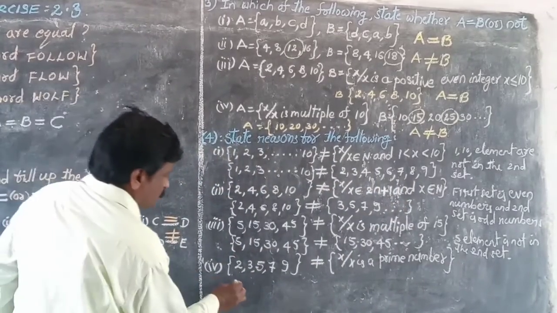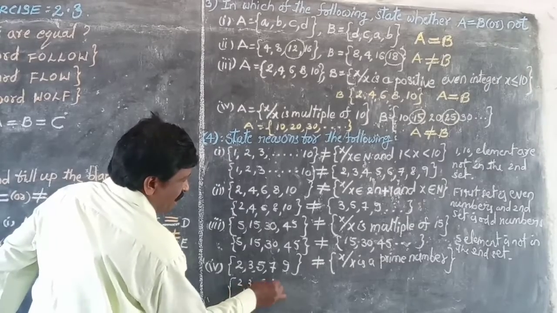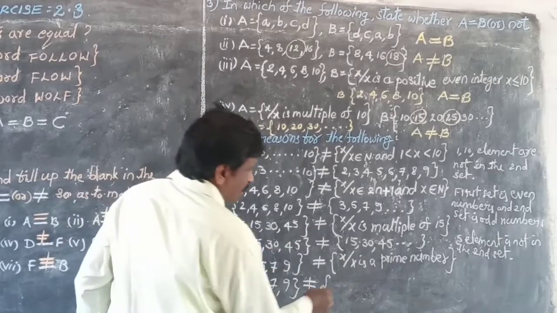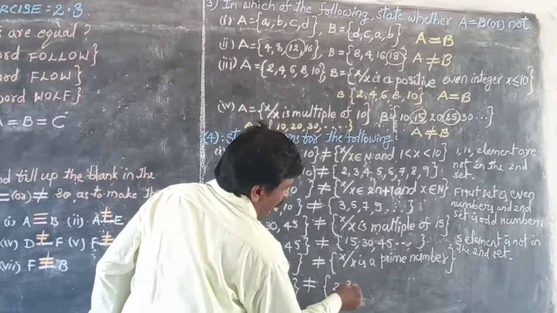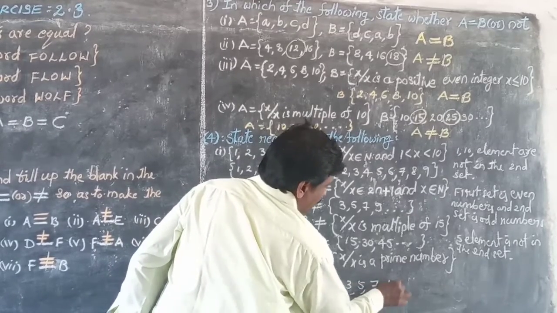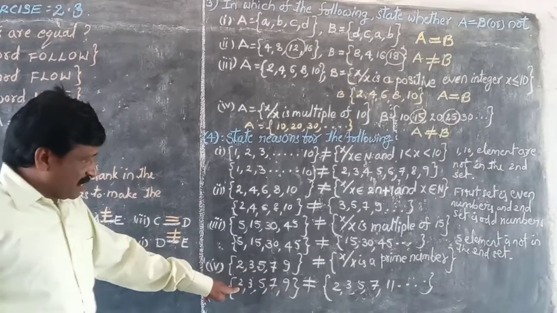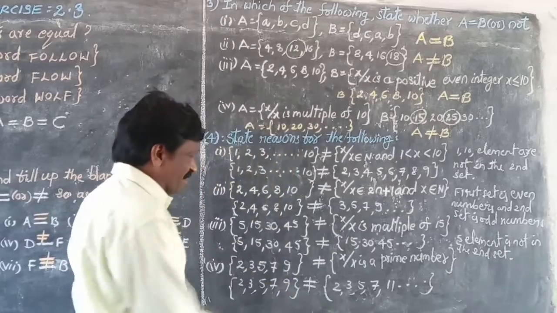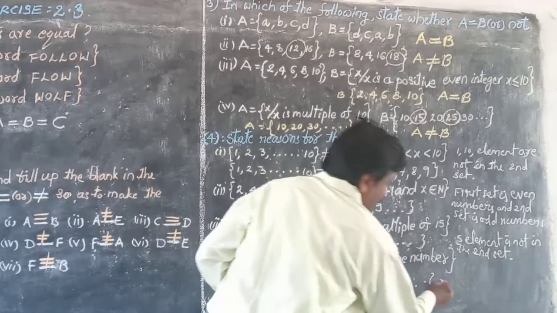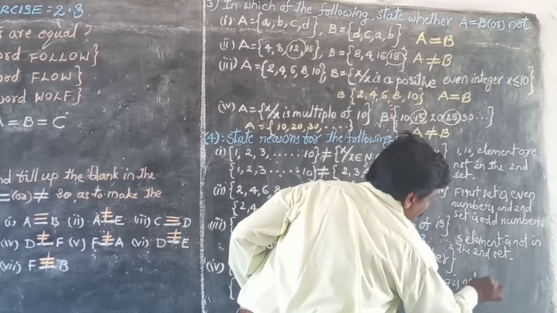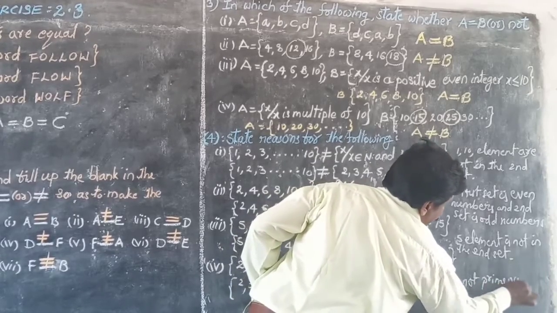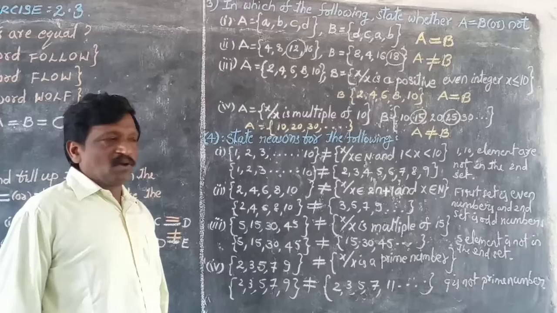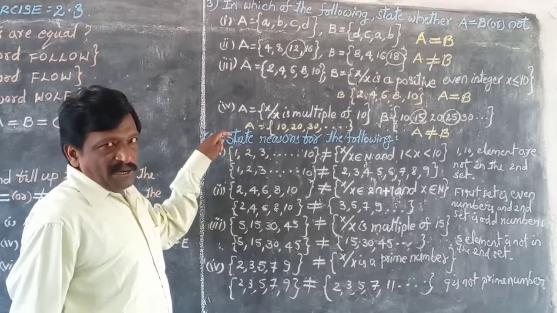Next, fourth: {2, 3, 5, 7, 9} is not equal to {x such that x is a prime number}. Prime numbers: 2, 3, 5, 7, 11, etc. {2, 3, 5, 7, 9} is not equal to {2, 3, 5, 7, 11}. They are not equal because 9 is not a prime number. So they are not equal. We will go to the 5th Roman.